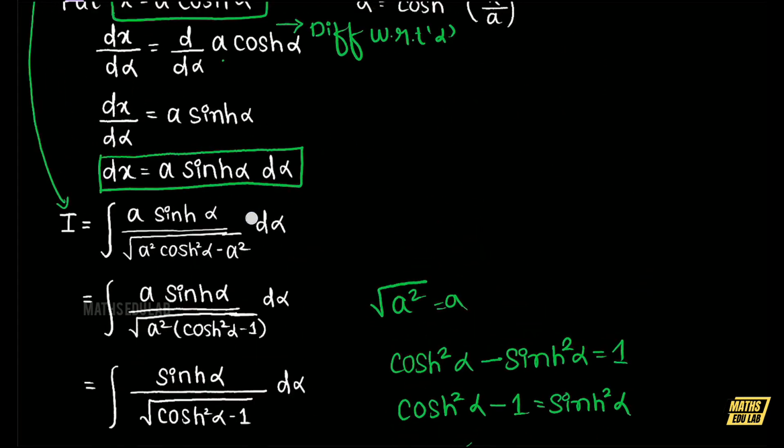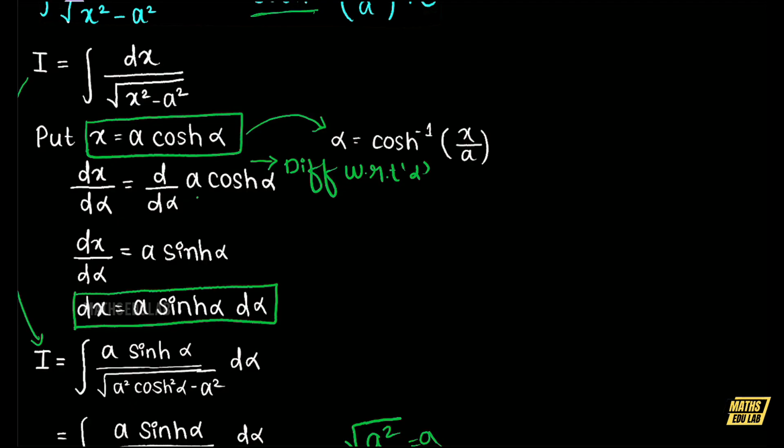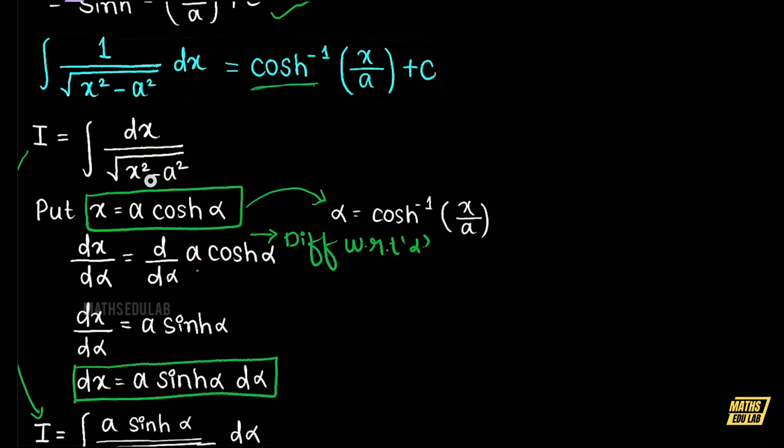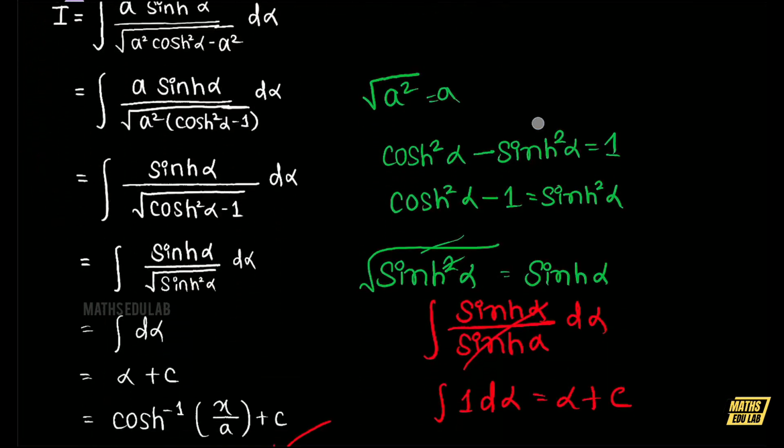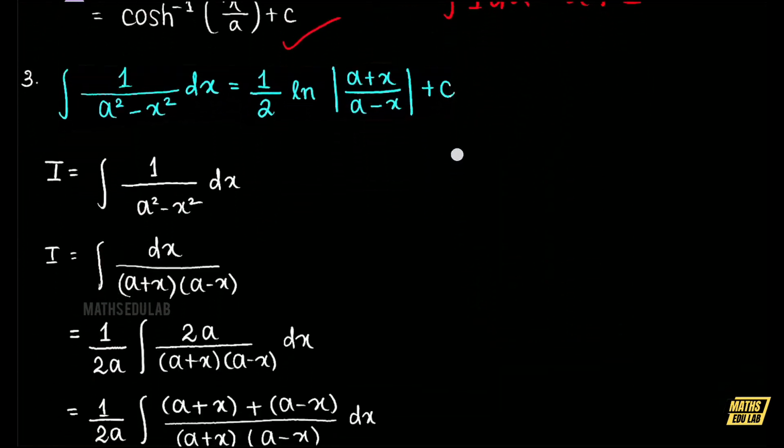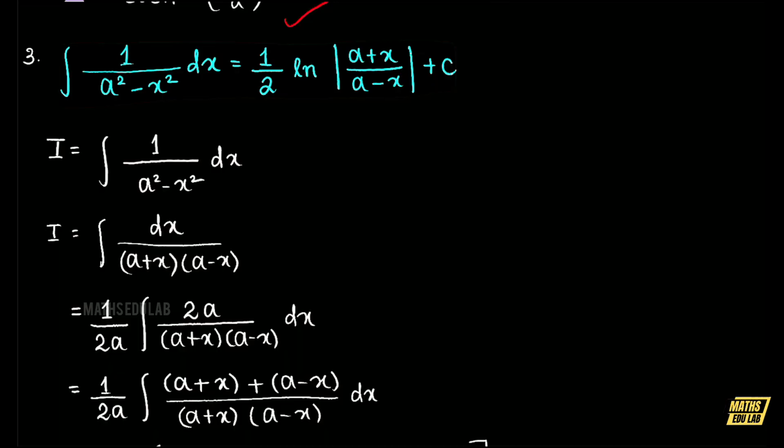So as I have proved here, integration of dx upon root over x square minus a square is equal to cos hyperbolic inverse x upon a plus c. Now we will go for the third formula. It is given integration of 1 by a square minus x square dx, which is equal to half ln mod of a plus x upon a minus x plus c.